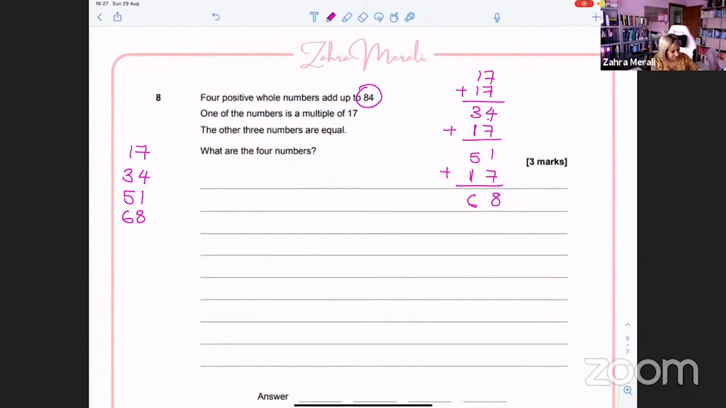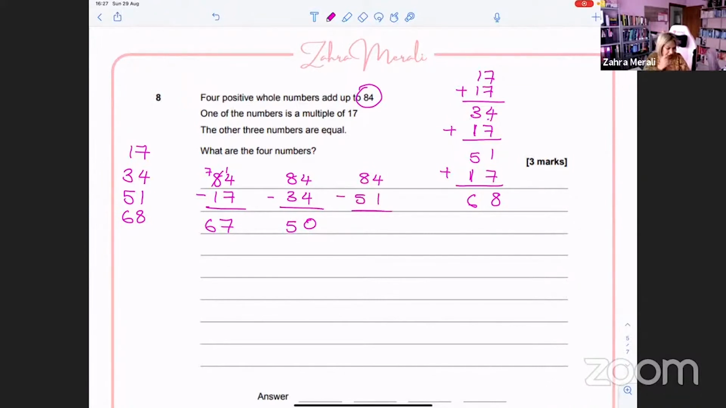You can do 84 minus 17. That's going to give you 67. That doesn't go into 3. Remember our trick? We can do 6 plus 7. Definitely doesn't go into 3. Right. 84 minus 34 is 50. 50 doesn't go into 3. 84 minus 51.